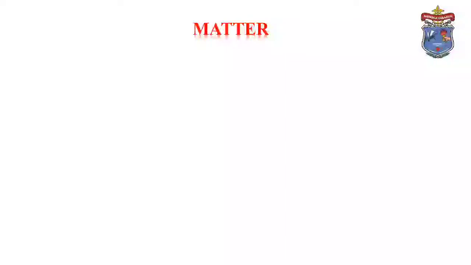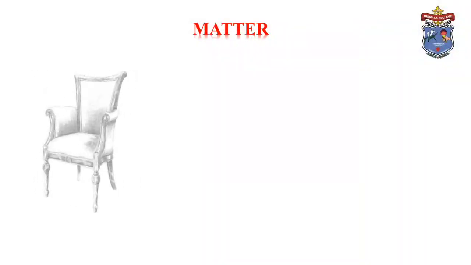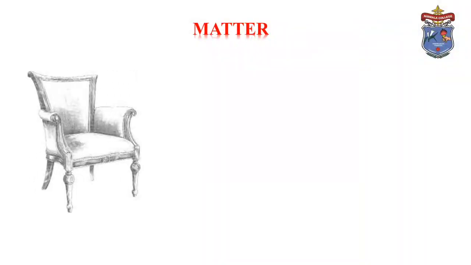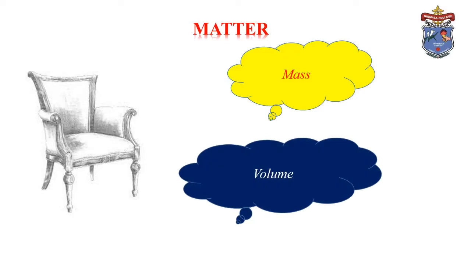Matter. Can you see a chair? This chair has a definite mass and a specific volume. I mean, the chair occupies space. Everything in universe has mass and volume. Thus, in science, we define matter as anything that has mass and volume.